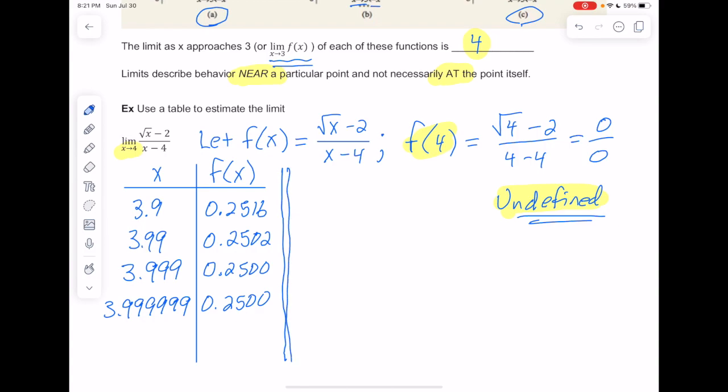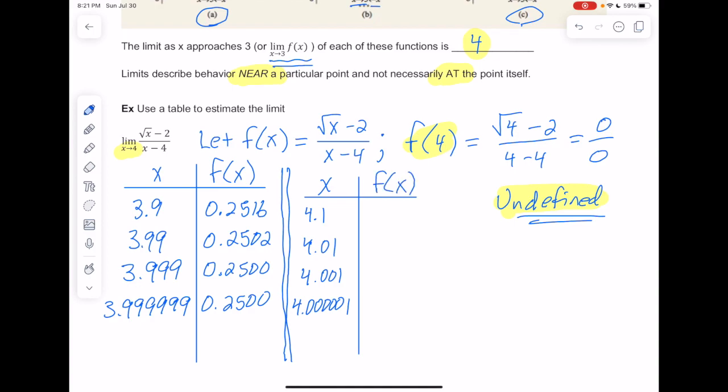Let's plug in some values from the other side and see if we see the same pattern from that other side. So I'm going to plug in numbers where the x value is getting close to 4, but we're going to make it bigger than 4 and getting close to 4. And then we'll do 1, 2, 3, 4, 5 zeros and a 1 to kind of mimic what we did on the other one. Those are the x's. We want to plug them in. See if we get the same pattern of approaching 0.25.